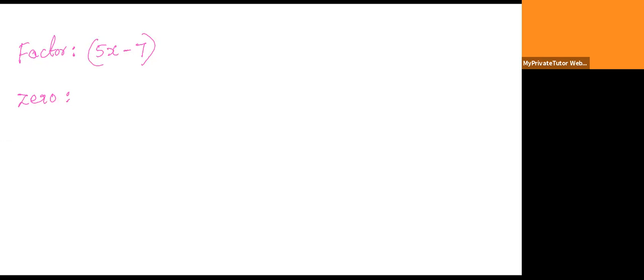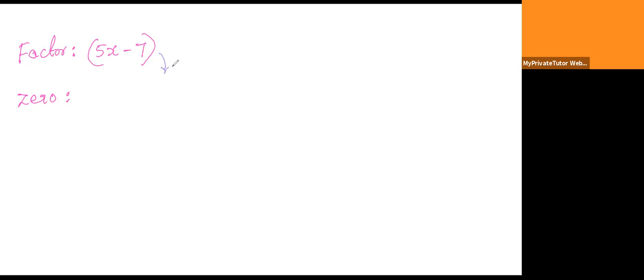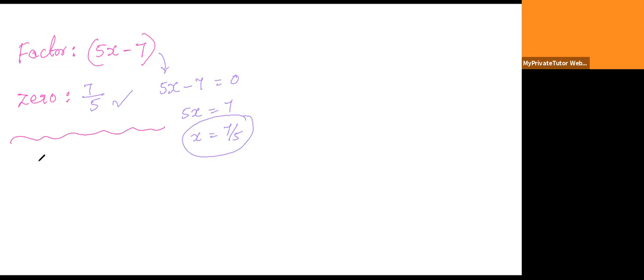No, we might get 7 upon 5, that's perfect. See, Mohammed, what we need to do is just equate to 0. So 5x equals 7, x equals 7 over 5. So that's the 0. What is 0? 7 over 5 is the 0. So 0 is also called a root, guys. Different countries use different words.